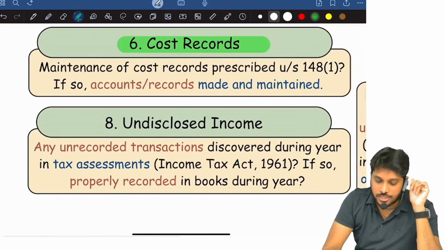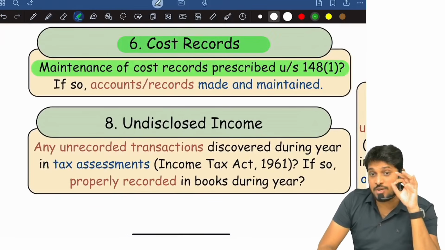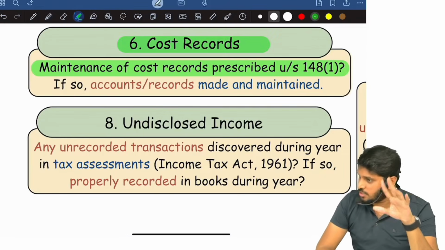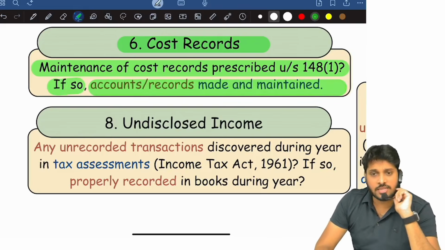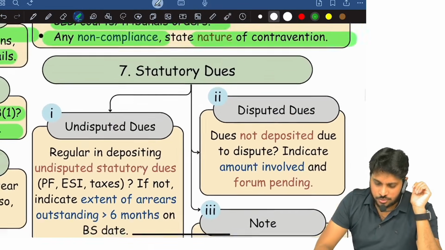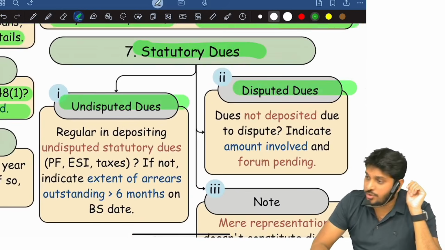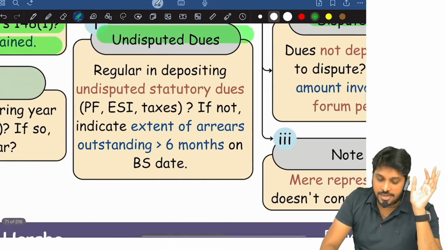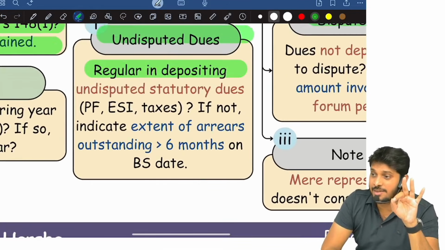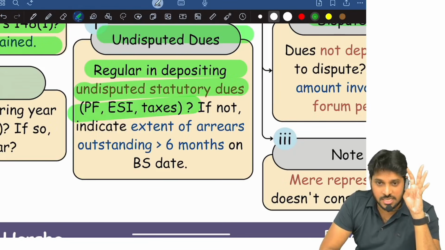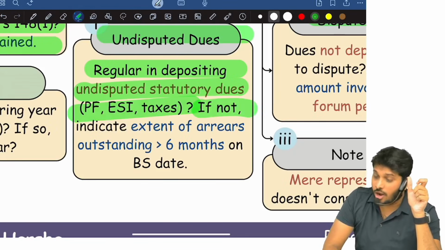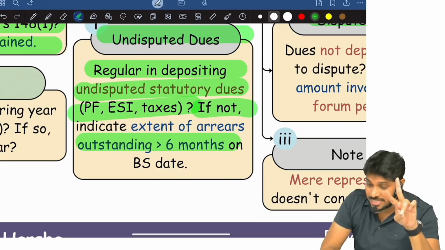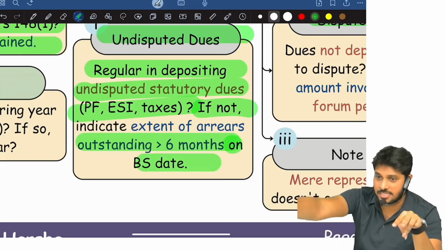Sixth one, cost records. We see whether the company is liable to maintain cost records as per 148(1). Check out. If so, whether accounts are maintained or not, we need to report. Now, statutory dues. There are two types, undisputed and disputed. Undisputed statutory dues: whether the company is regularly depositing PF, ESI, GST, TDS, all that. If not, how much amount is outstanding for more than 6 months as on the balance sheet date. On the balance sheet, there is an amount outstanding.